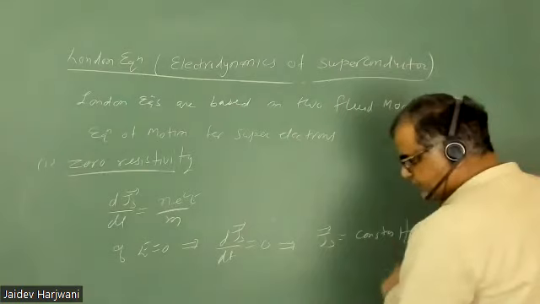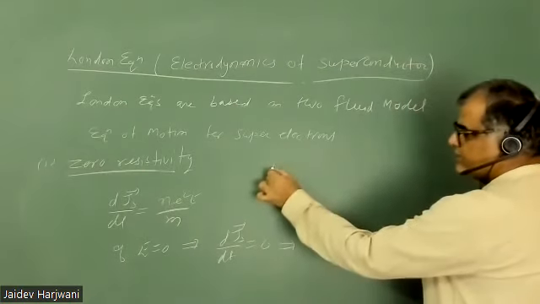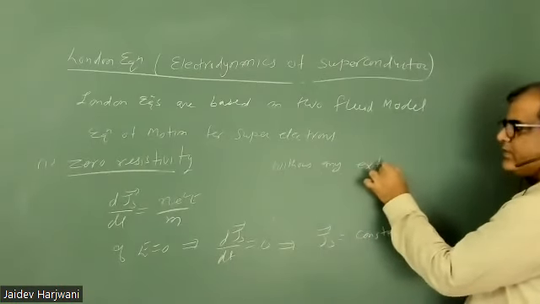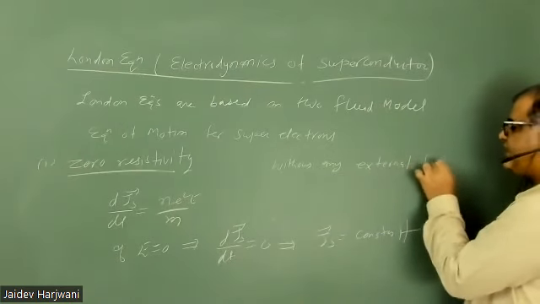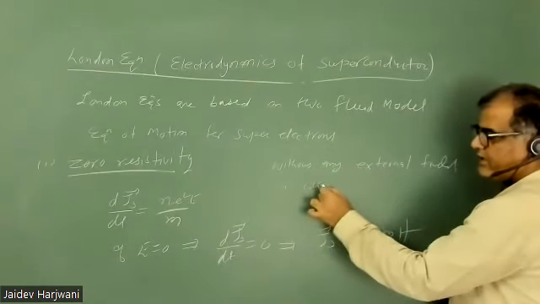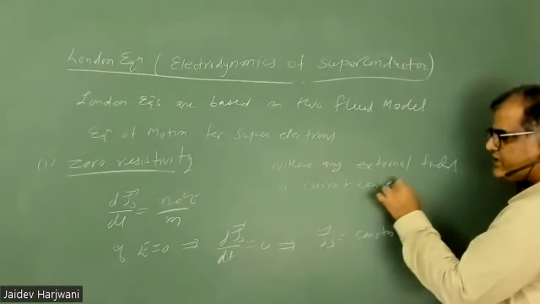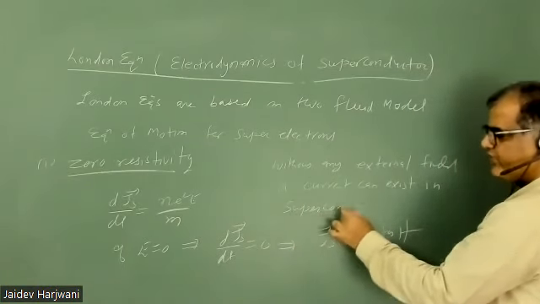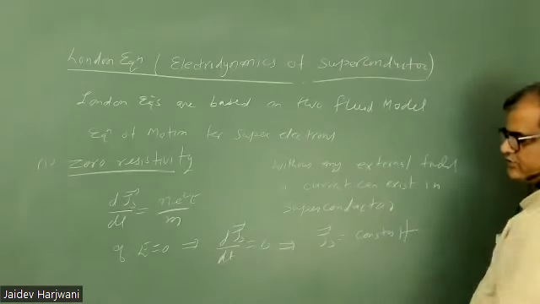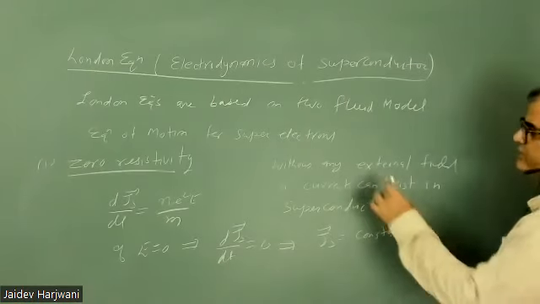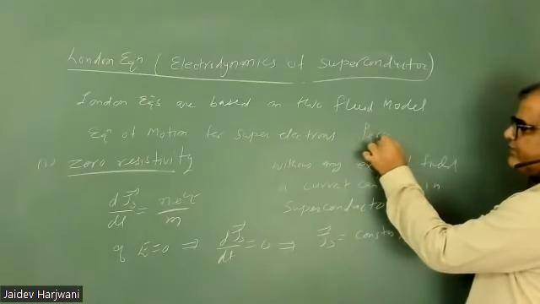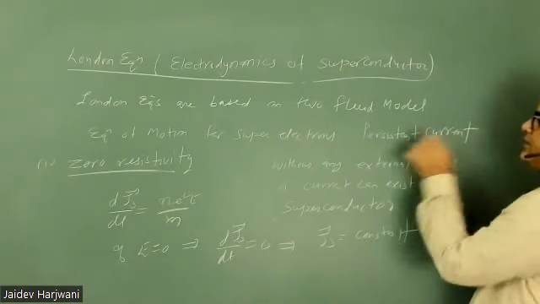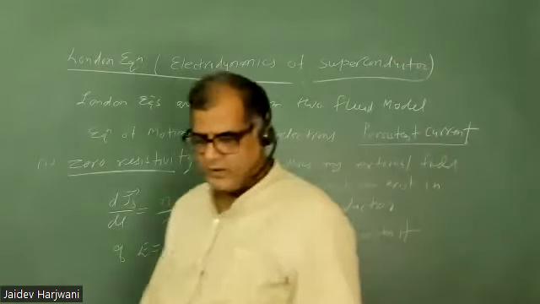Okay, and this equation suggests that without any external field, a current can exist in a superconductor. Without any field, a current can exist in a superconductor, and that current is called persistent current. Okay, what does this mean?